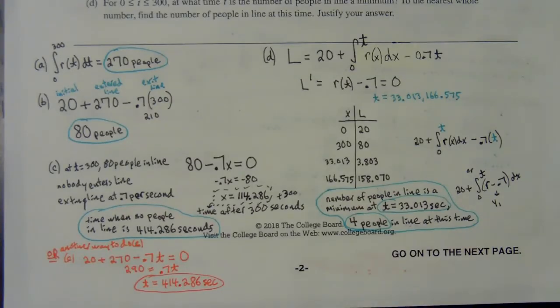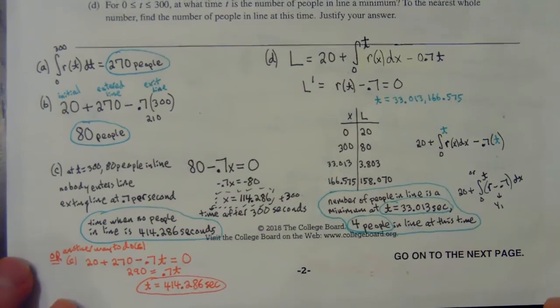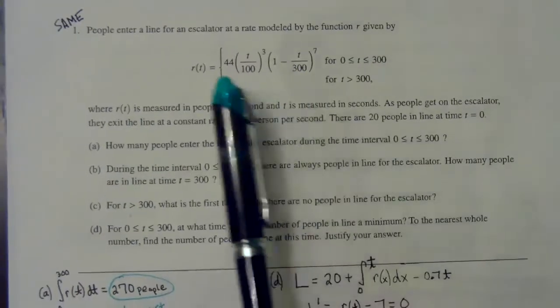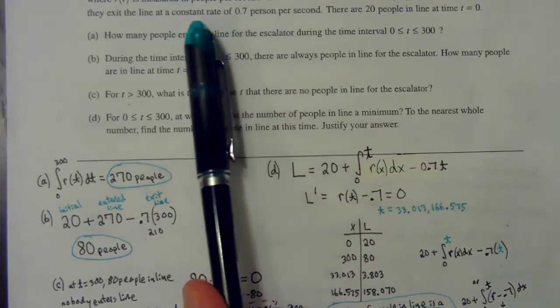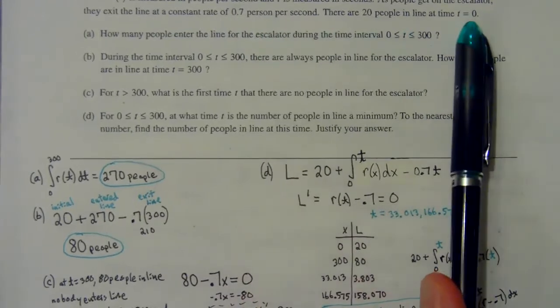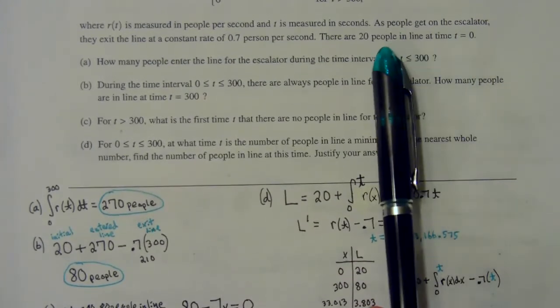Okay, you can see all my work right at the beginning here. If you wanted to pause that and get some stuff down, just listen first here and then try that stuff on your own. They give us, this is the rate at which people enter the line for the escalator. And then this is the 0.7, how fast they exit the line. And then they tell us initially there's 20 people in that line right there.